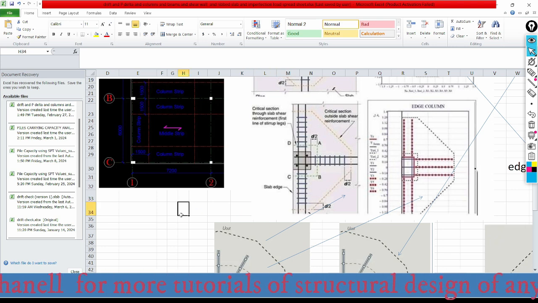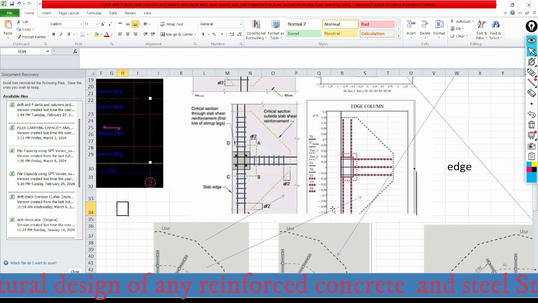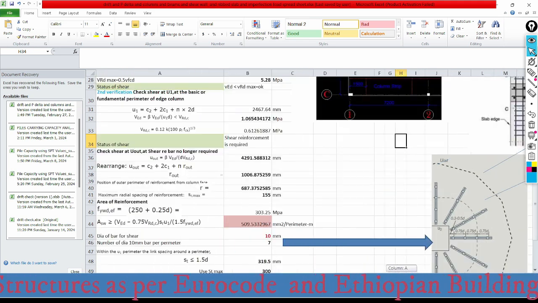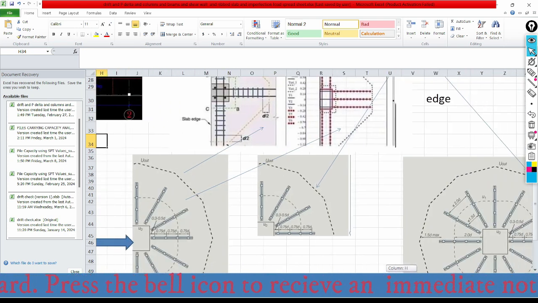So I think this is all for today's tutorial. Next time I will be showing you the detailed design of punching shear of a 20-story building using CSI SAFE software, and we will also see how to detail the punching shear reinforcements using AutoCAD and the results obtained from CSI SAFE.